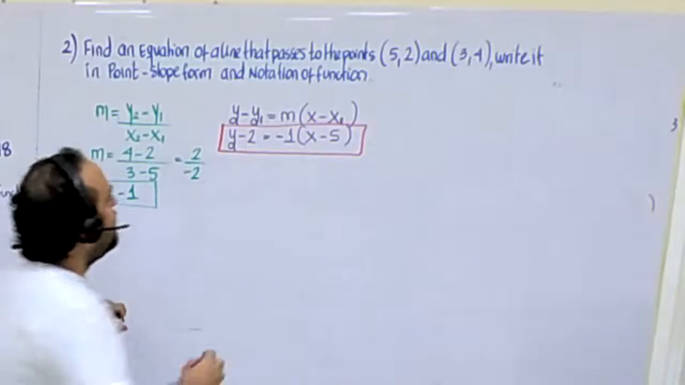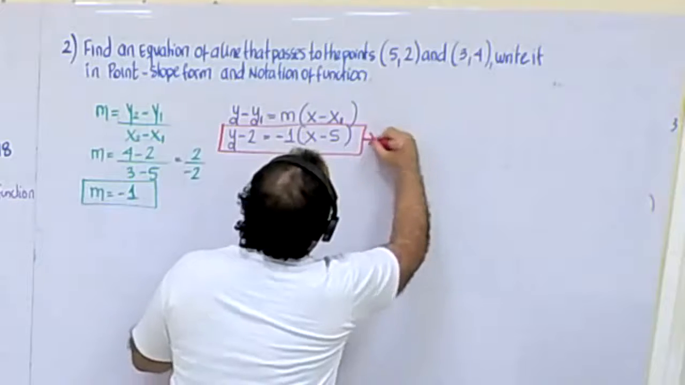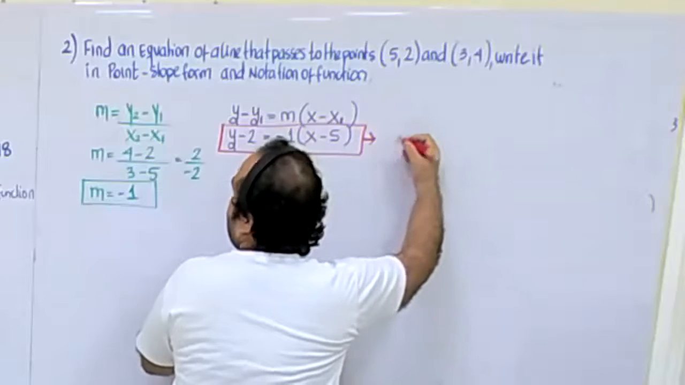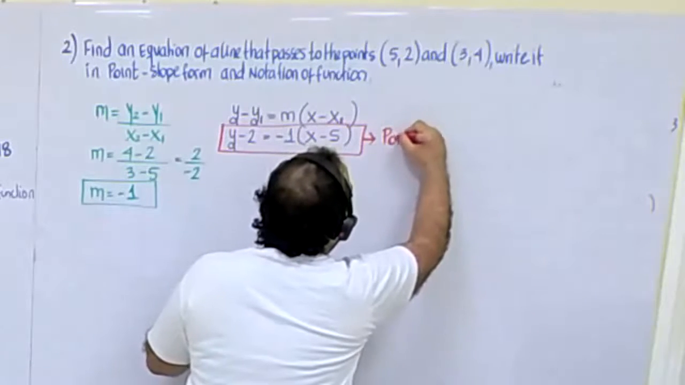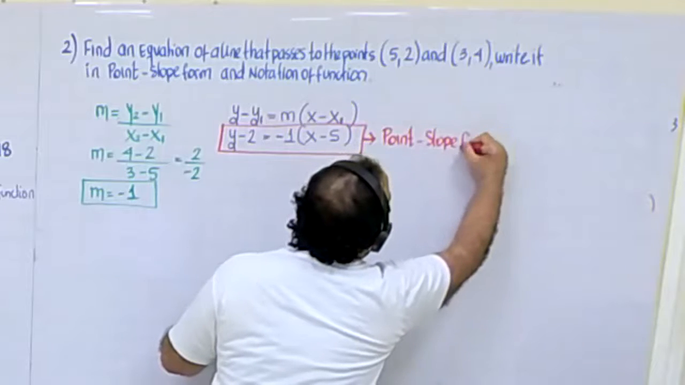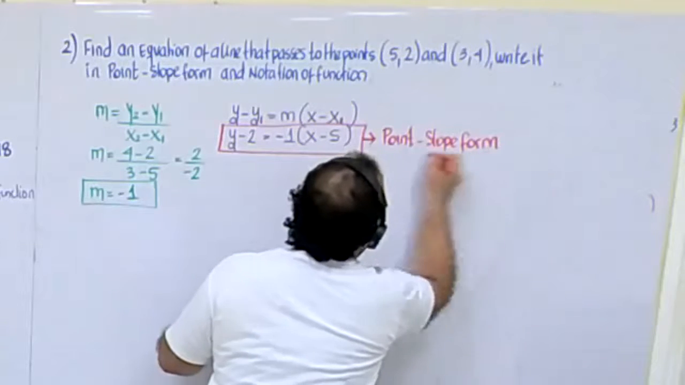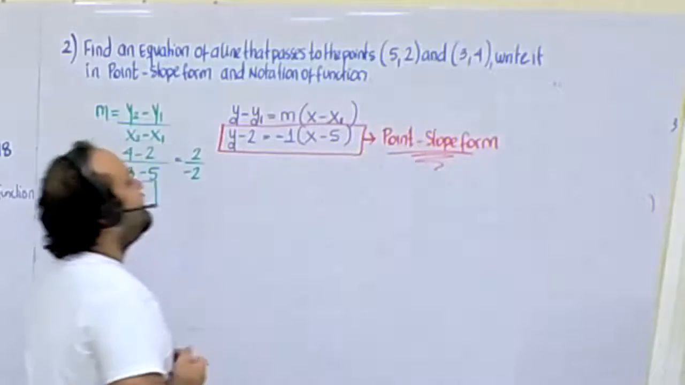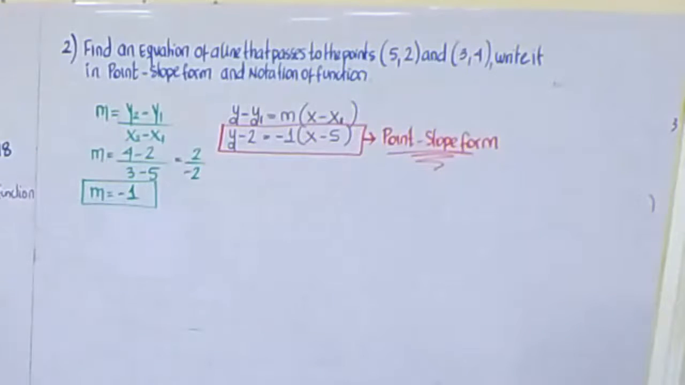This is what we call the equation written in the point slope form, all right? Only replace or substitute the values x1, y1, and m. That's it. We have accomplished the first requirement, okay?